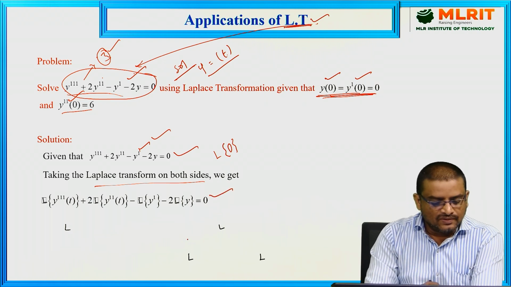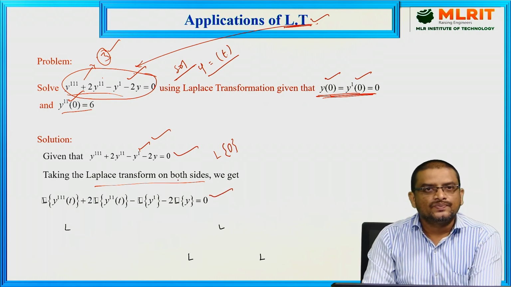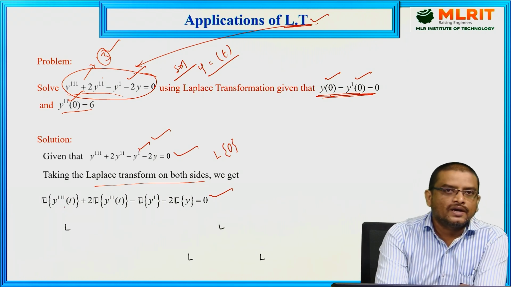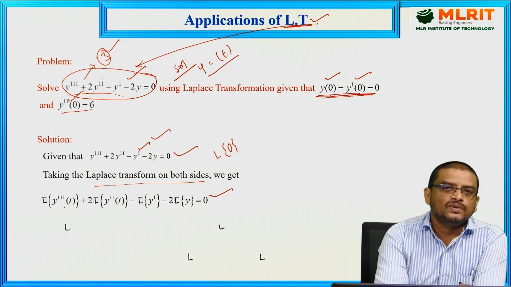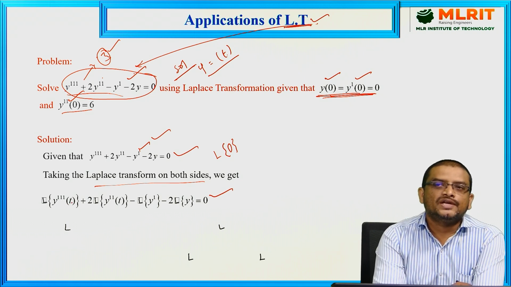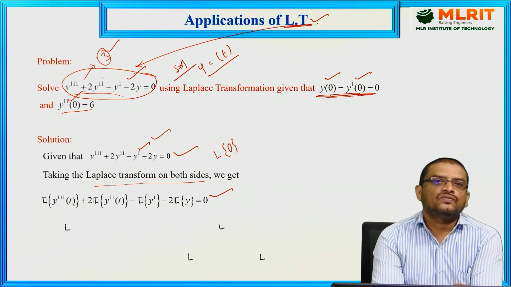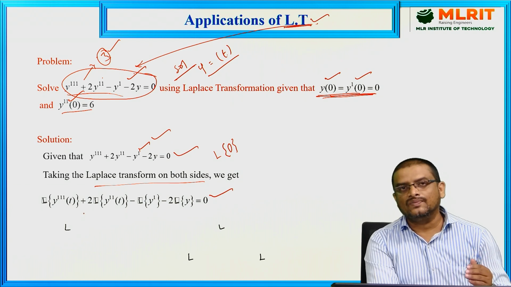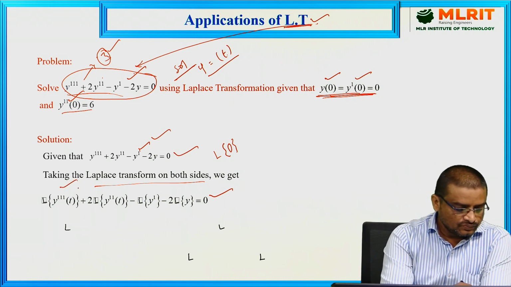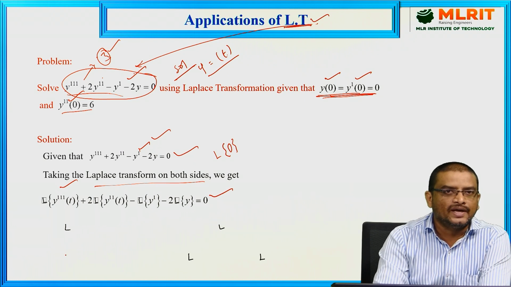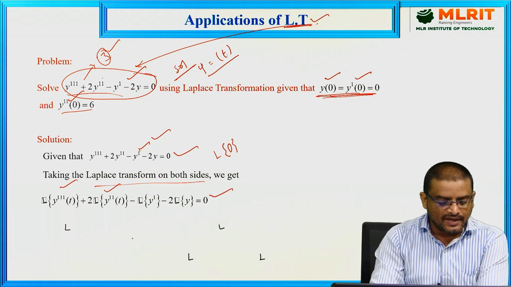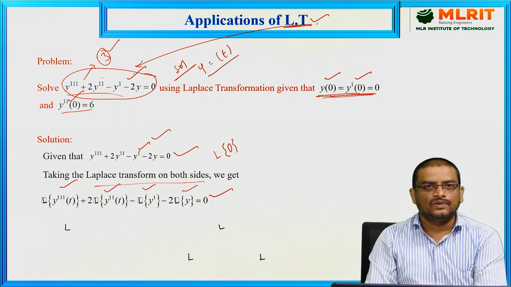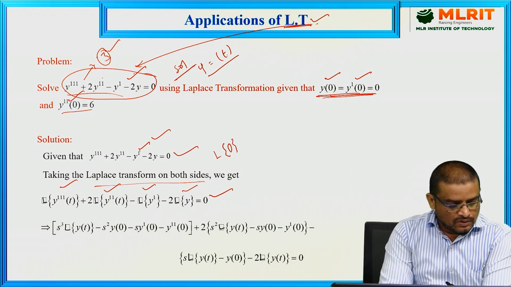After taking the Laplace transform on both sides, what we have to do is, for this we have the Laplace transform of y triple dash. For the Laplace transform of y triple dash, we have to use the standard formulas, the Laplace transform of derivative formulas. Whatever formulas we have taken in the working procedure, take the help of those formulas and expand the Laplace transform of y triple dash of t, the Laplace transform of y double dash, the Laplace transform of y dash and the Laplace transform of y. That is simple.